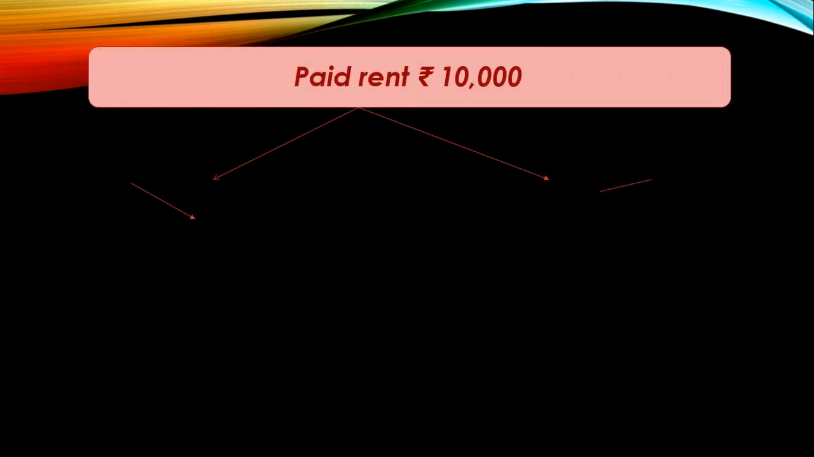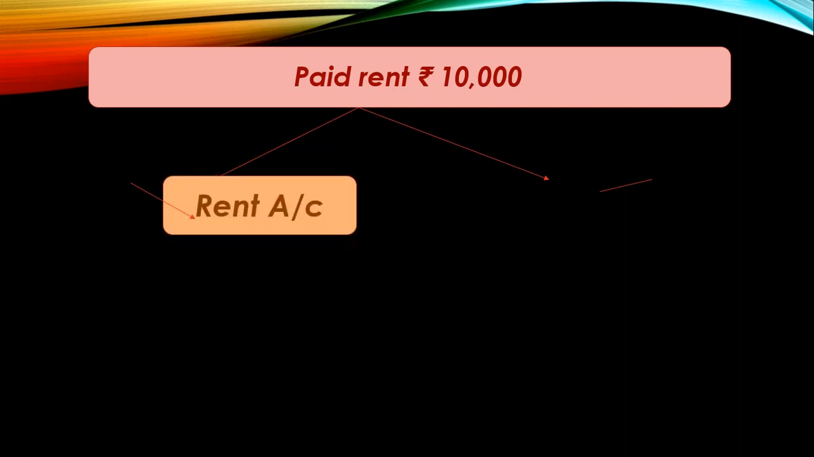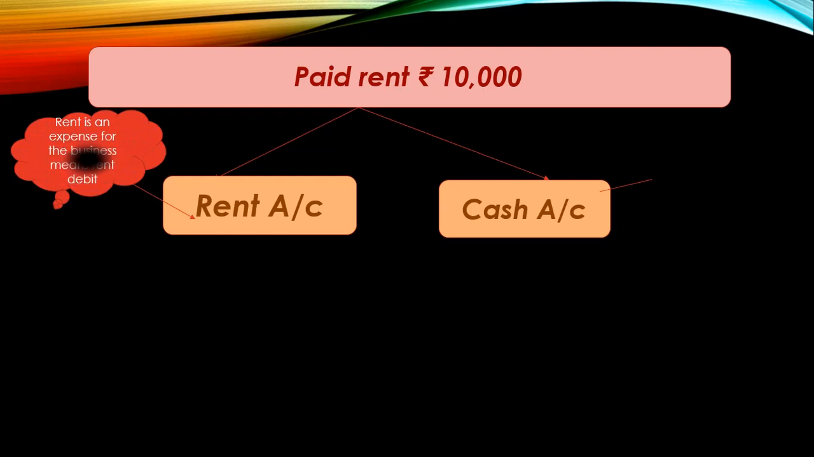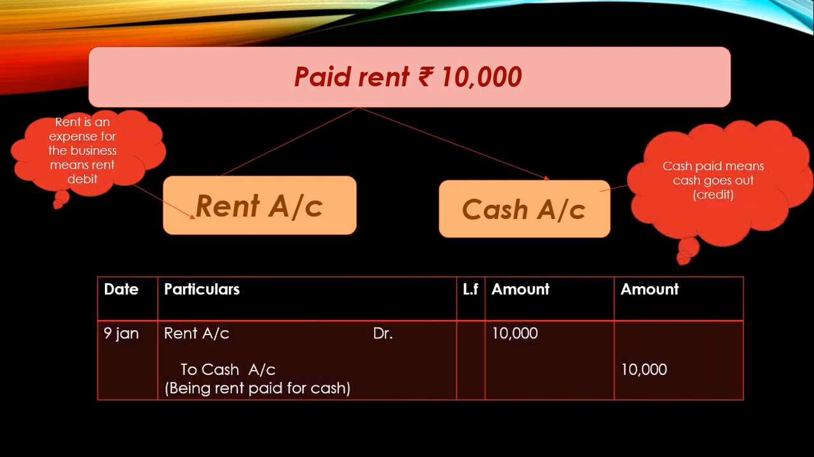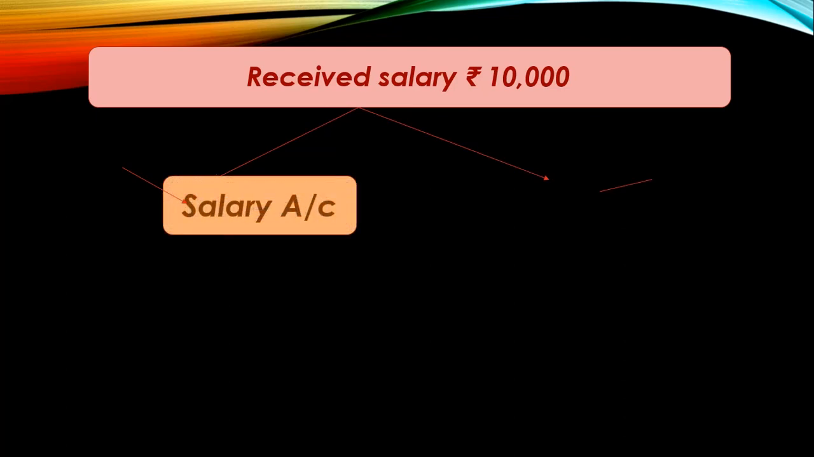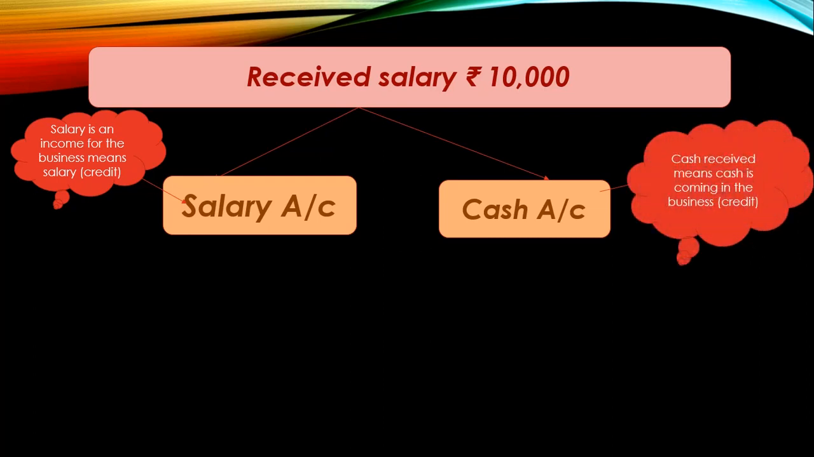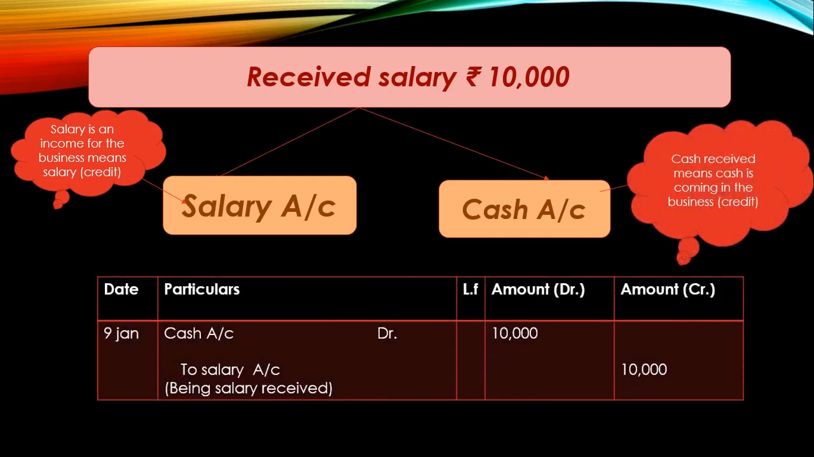Paid rent rupees 10,000. We have paid rent in the form of cash. So rent is an expense, debit all the expenses. So entry will be rent account debit to cash account. Received salary. Salary is also received in the form of cash. So cash in the form of salary. So entry will be cash account debit to salary account.